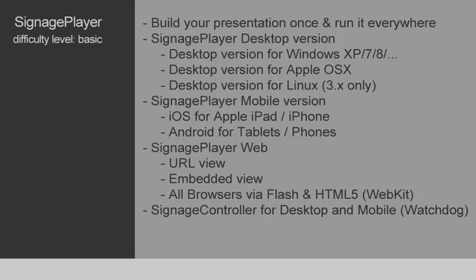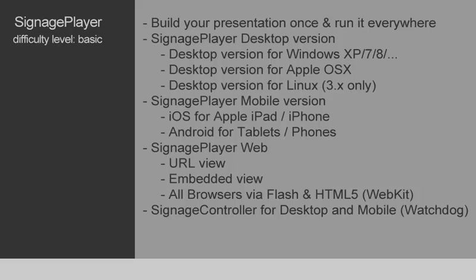This means that you need to build your presentation only once in the Signage Studio, and you can push it to any operating system. We have three different versions of the SignagePlayer. We have the desktop version that's designed for Windows XP, Windows 7, 8, and future versions of Windows. We also have the desktop version for Apple OS X, as well as the Linux version. Now keep in mind that the Linux version only supports the Signage Studio up to version 3.0 as it's been discontinued. So if you're starting now with the system, we do recommend that you pick either OS X or Windows if you plan on using the SignagePlayer desktop version.